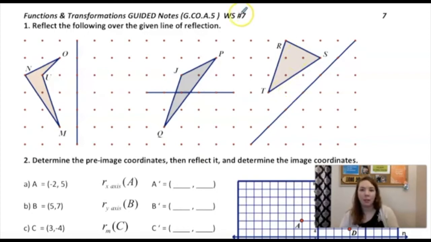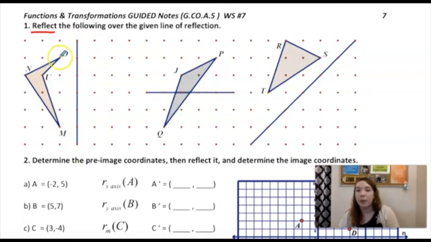Hi guys, today we are working on your worksheet 7 guided notes, and then you'll do your worksheet 7 in your homework packet. We're talking about reflections. We're going to reflect the following over the given line of reflection. This line they gave us is our line of reflection, and that's what we're going to flip our figure over. So it's pretty easy.